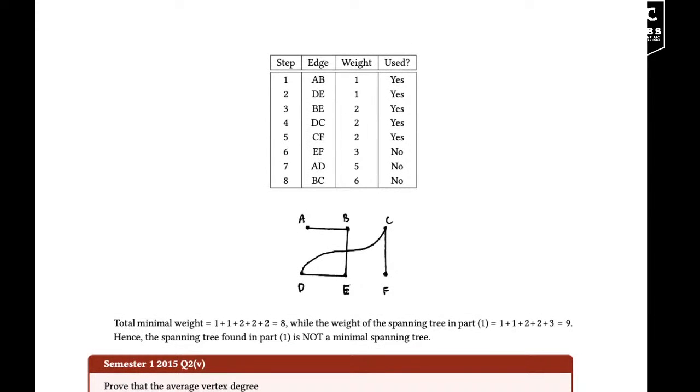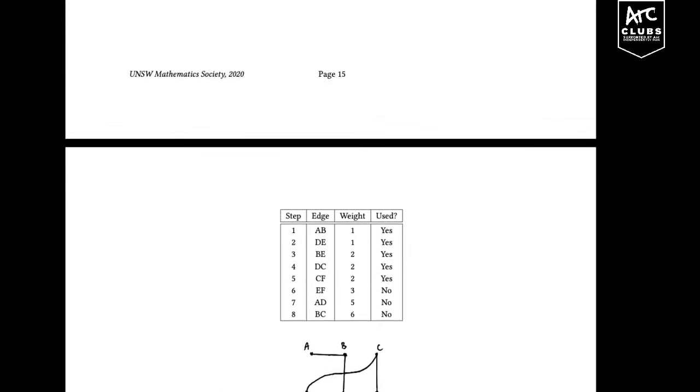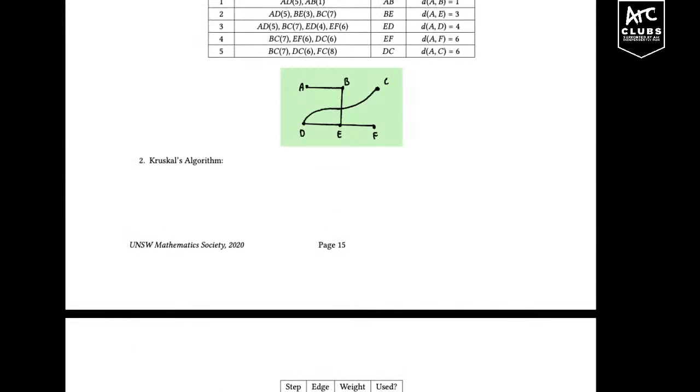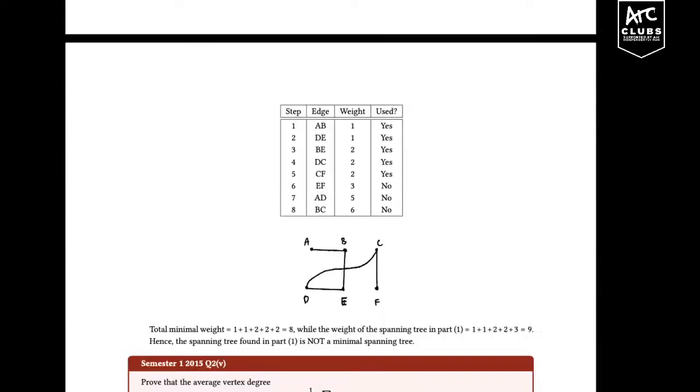So again, you just list all your edges in ascending order according to their weight, and you go through starting from the least weight to the most weighted edge, and you choose which edges to add, provided it doesn't create a circuit. And you can see here that these 2 graphs are actually different.